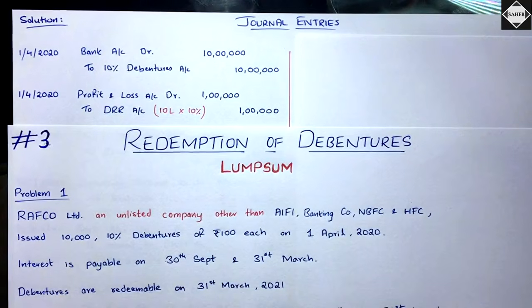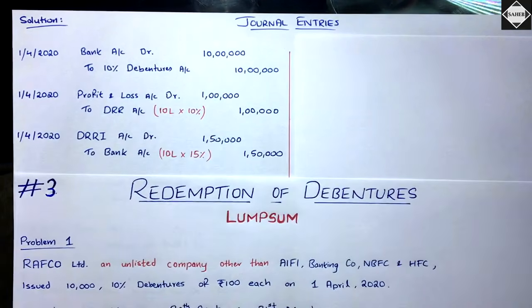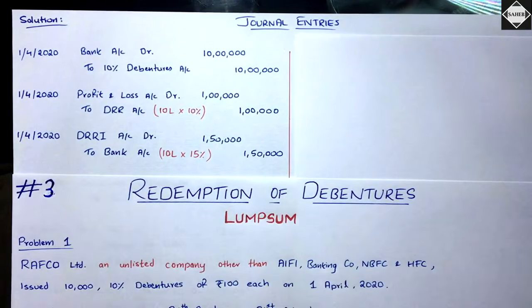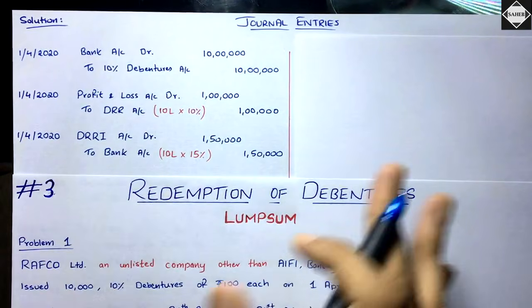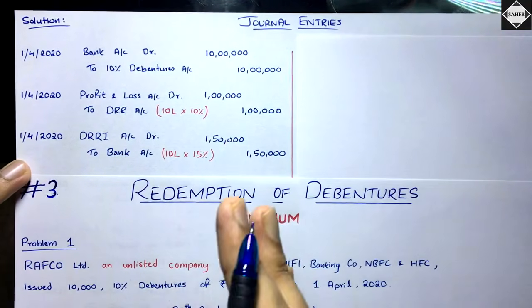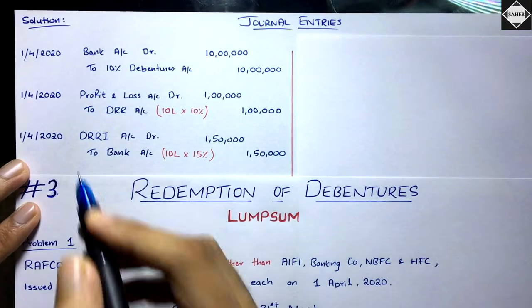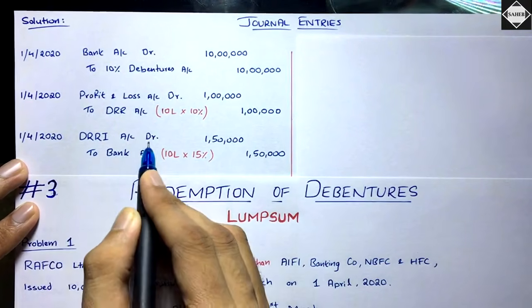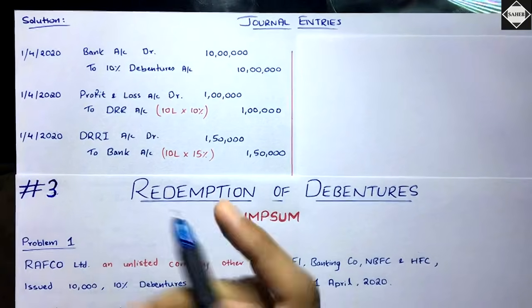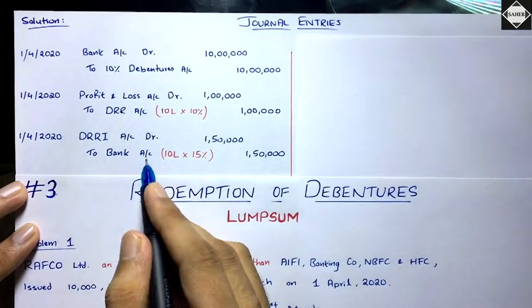You have to invest the money. So the entry for that is also very simple. See here, DRRI account debit. All of these things are happening on the first day itself, because we create the DRR and DRRI as soon as the issue or allotment is over. Fine. So the entry for DRRI is very simple. DRRI account debit, investment, right? Our asset is increasing. You have to debit that to bank account. You're paying money, so to bank account will be credited.